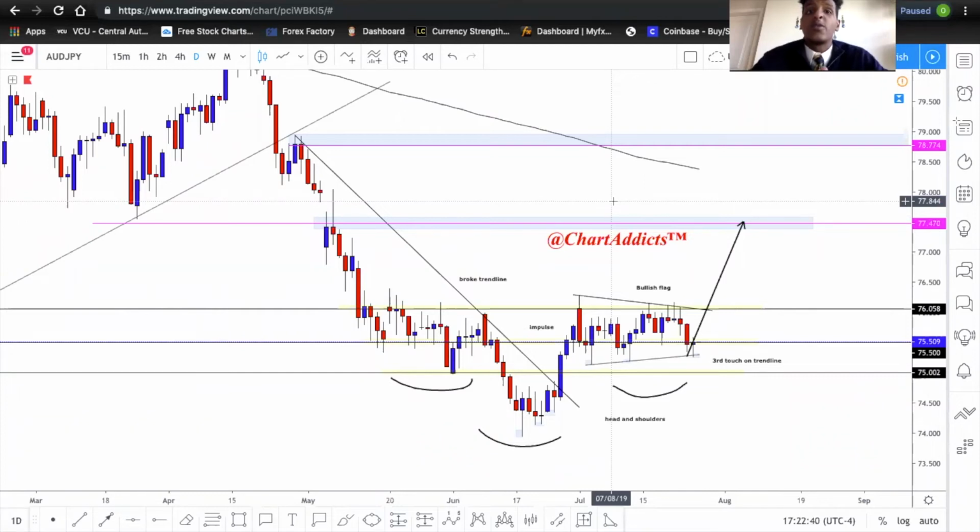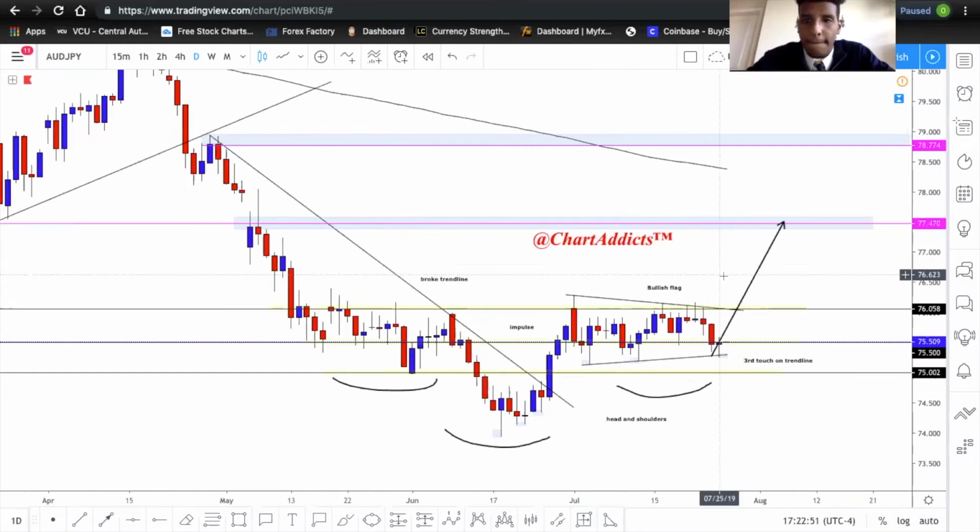You need to understand the market. The market is made up of people, and you need to understand where people are trying to sell and where they're trying to buy, because you want to be on the right side of money. You want to be on the correct side of that smart money.